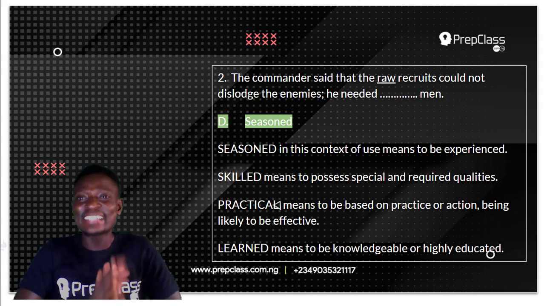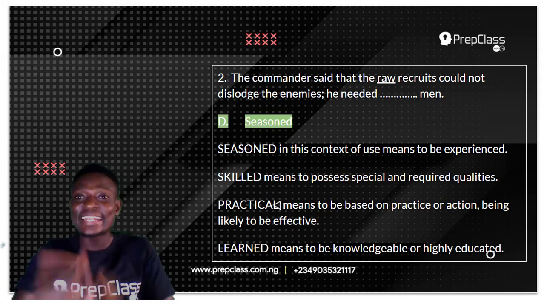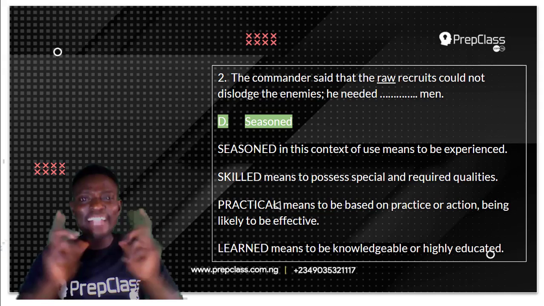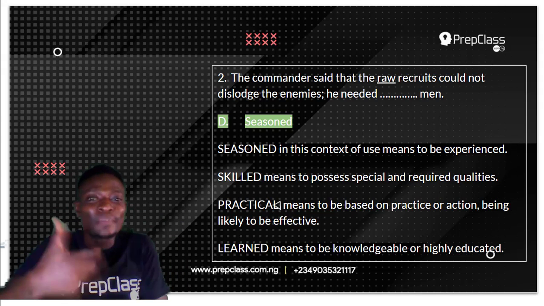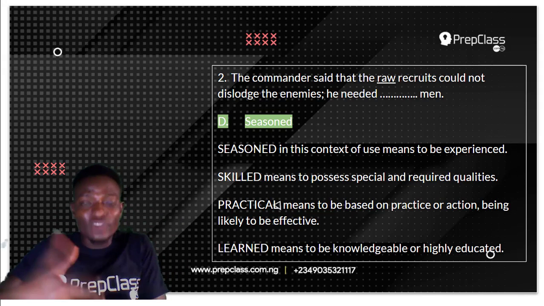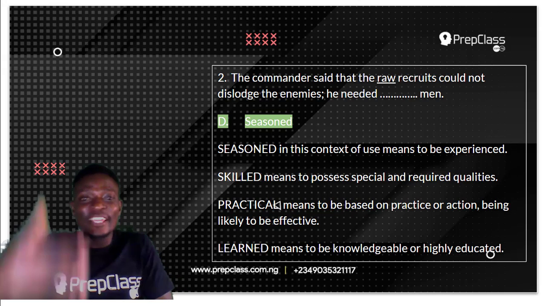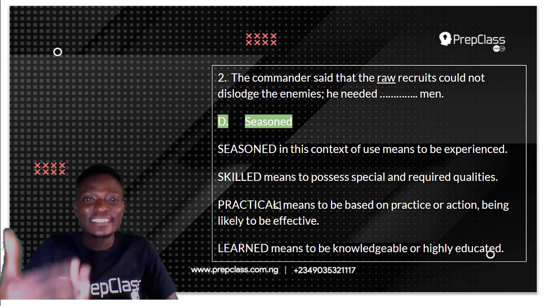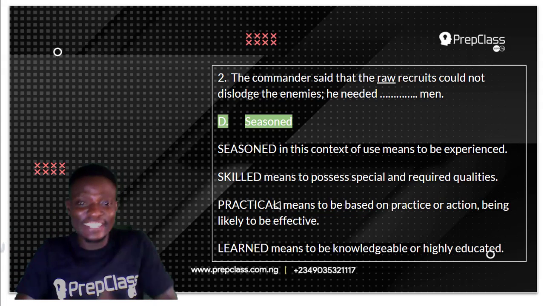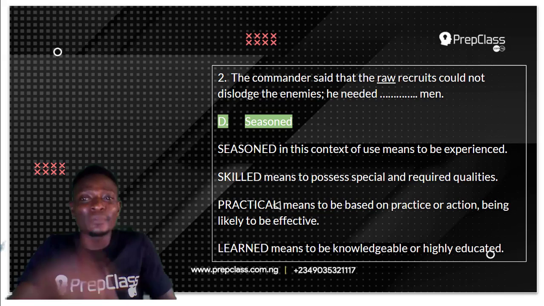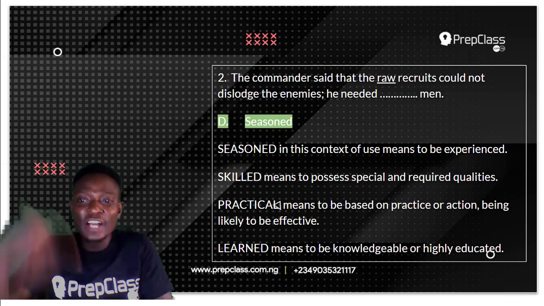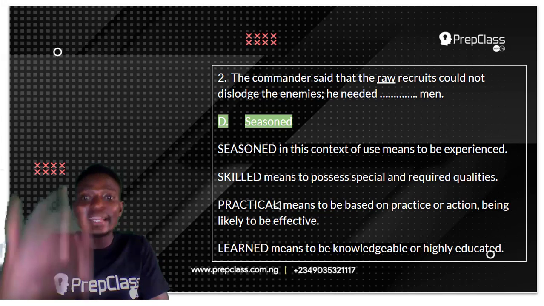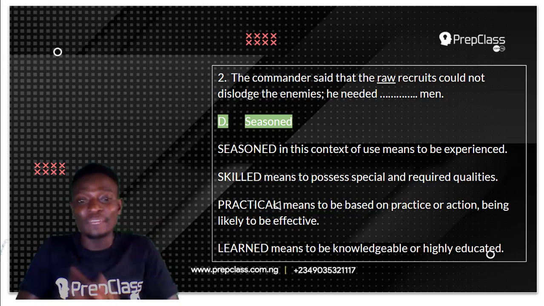So seasoned is the opposite of raw, and it fills in the gap in the sentence. Now, you can be skilled but not be experienced, because after obtaining a particular skill, you need years of practice to become experienced, to become seasoned. It is not practical, because practical means to be based on practice or action, something that can be put into practice, something that is likely to be effective.